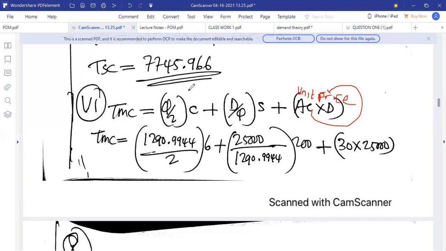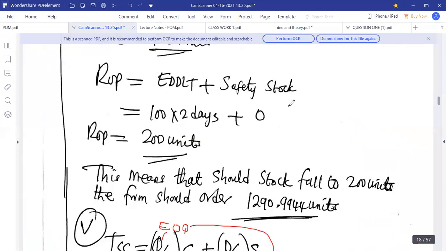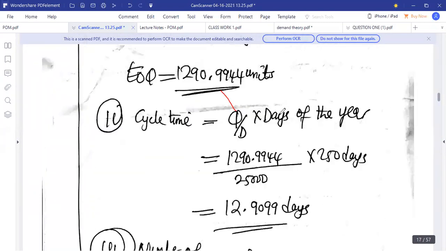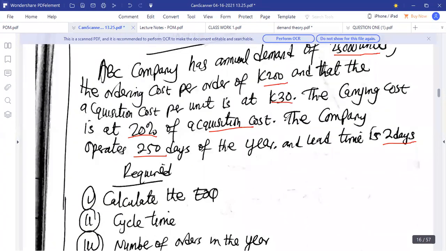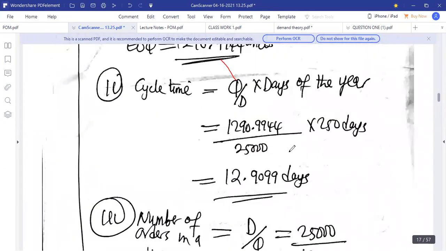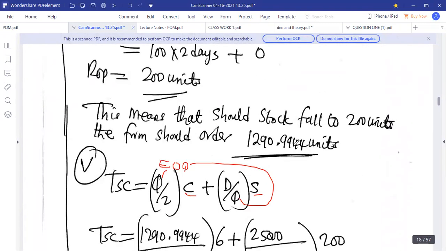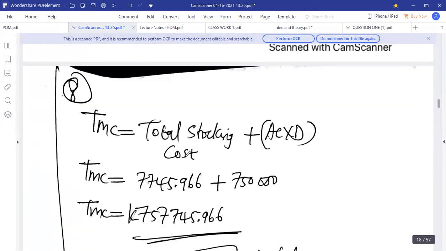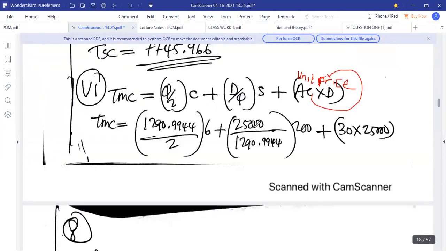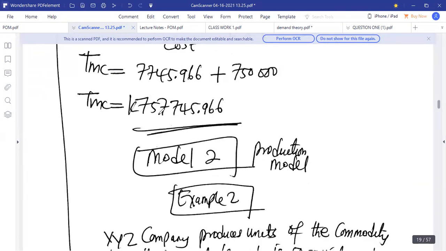So in fact, we just get this one, then plus the acquisition cost per unit, which from the question is 30 kwacha per unit. We are acquiring 1 unit of a product at 30 kwacha. So you multiply 30 by 25,000, and we get the total material cost, which is just the total stocking cost plus this one. These two are more like the total stocking cost. So this is the final answer for the total material cost.